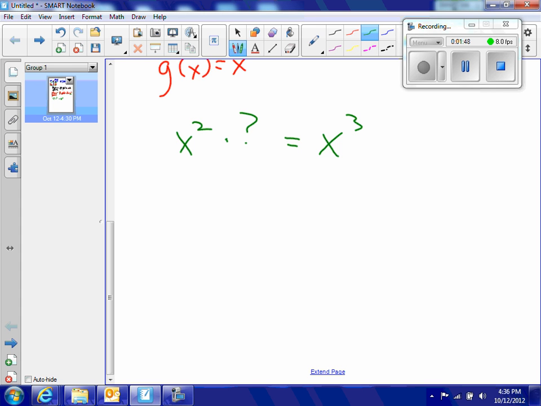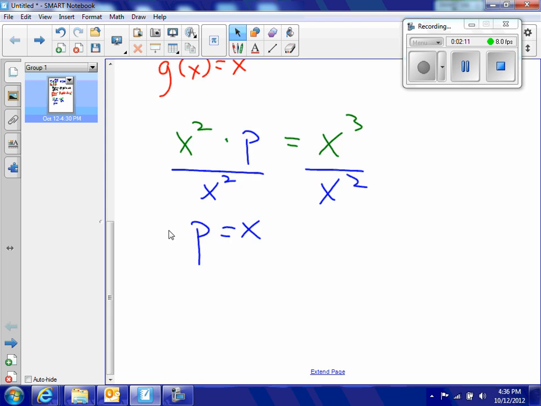Instead of a question mark, let's give it a variable. Why don't we call it the variable p? Well, if I wanted to find p, I think what we would do is divide this side of the equation by x squared, and divide this side of the equation by x squared. So I wind up that p is equal to x.